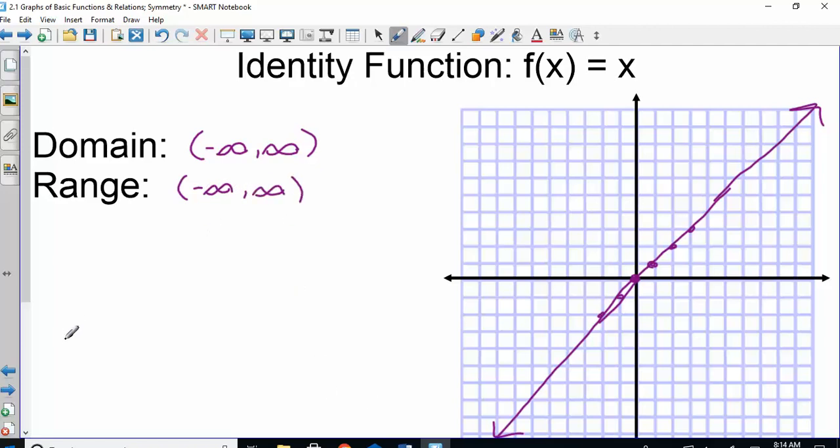Is this line increasing, decreasing, or constant? Increasing. It's always increasing, so we could say it's increasing from negative infinity to positive infinity. Is this one continuous? Yes, you could draw the whole thing without picking up your pencil. So it is a continuous function.